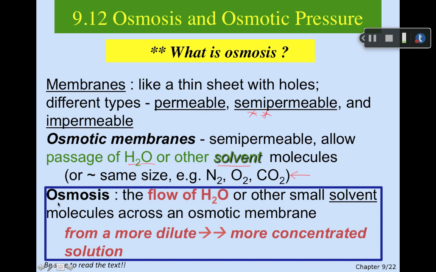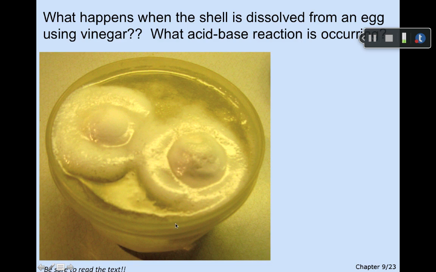Osmosis, as was described in that chem activity last week, has to do with the flow of water or other small solvent molecules across a membrane and nothing more. The solute molecules don't go anywhere. And the water is always going to go from a more dilute solution towards a more concentrated solution. The movement of water effectively reduces the concentration of the more concentrated solution. Now, this has everything to do with those examples with the eggs that I showed you.